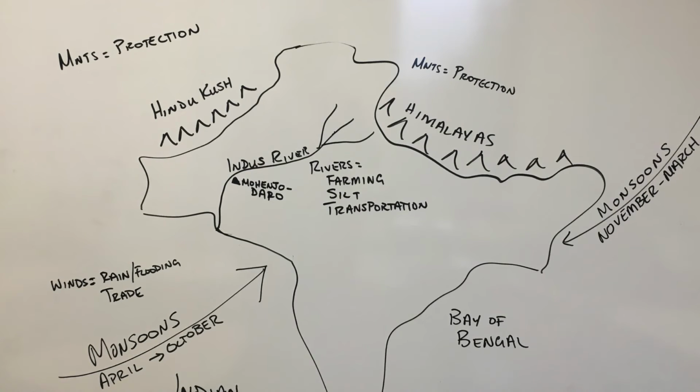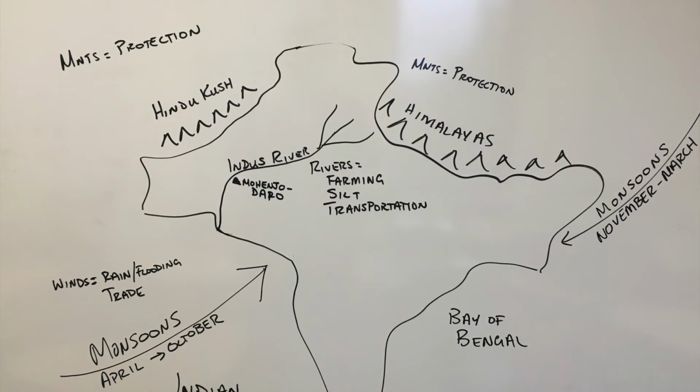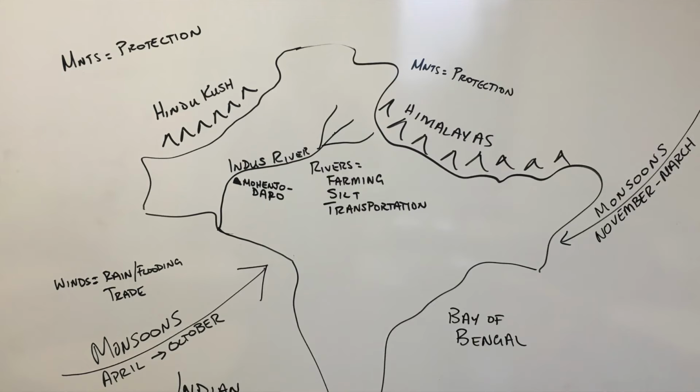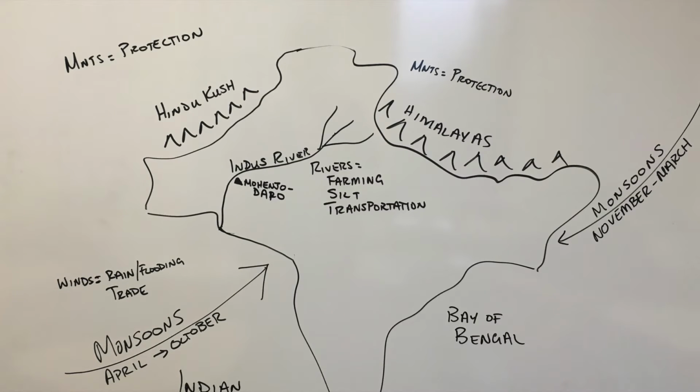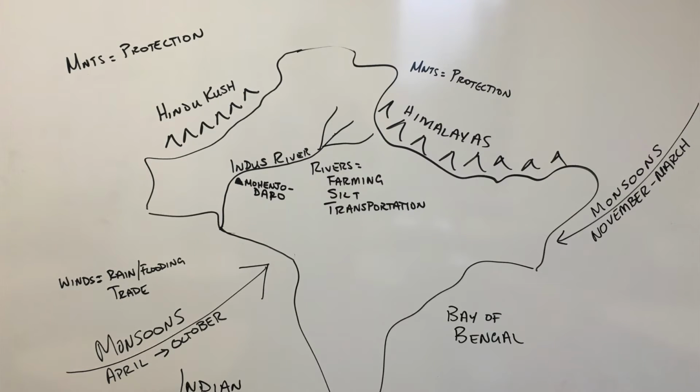Down south, we have both the Indian Ocean and the Bay of Bengal, providing even more protection from the south. So they're going to create their own little subculture in their subcontinent with little interaction at first with other civilizations. Eventually, they're going to be really great at trade, but for now, we have this subcontinent.